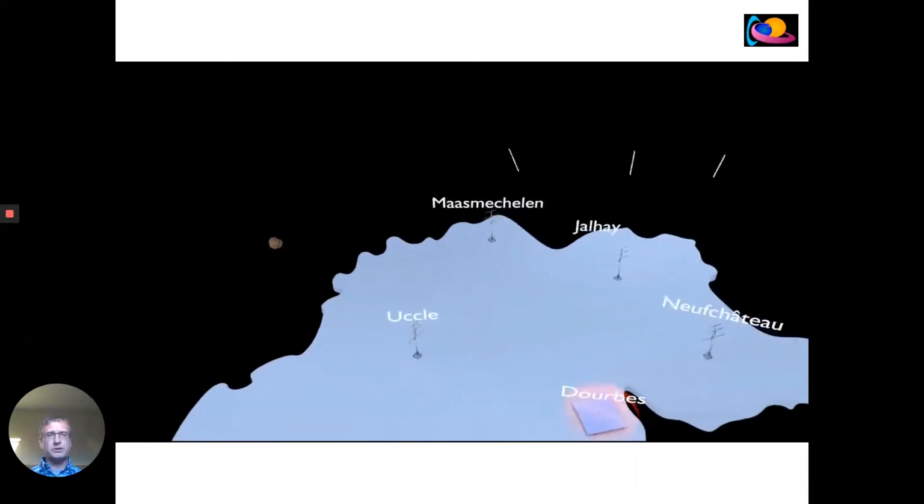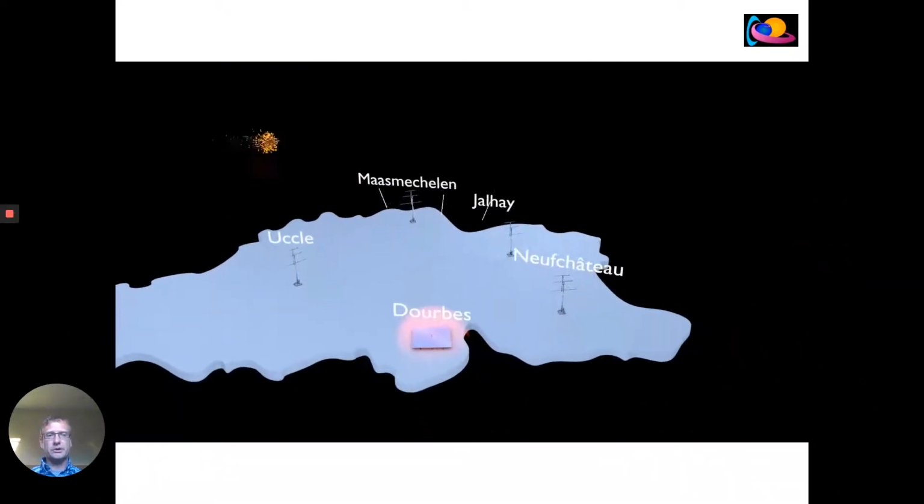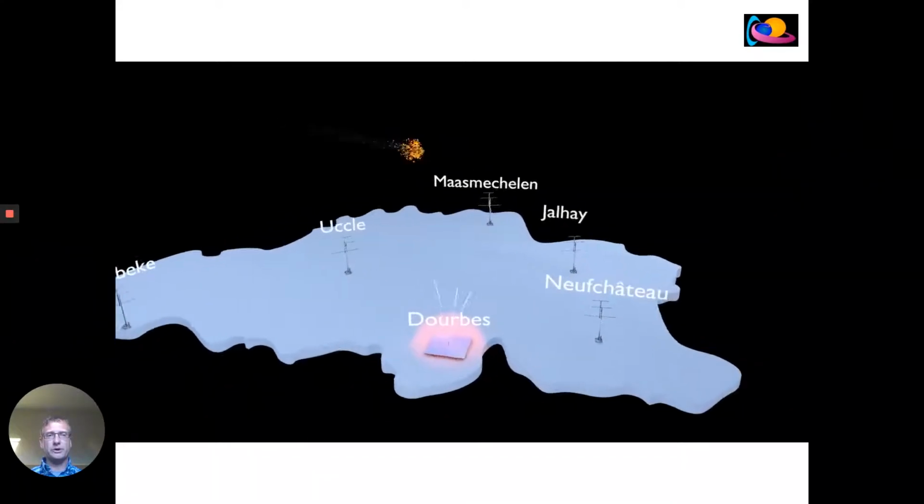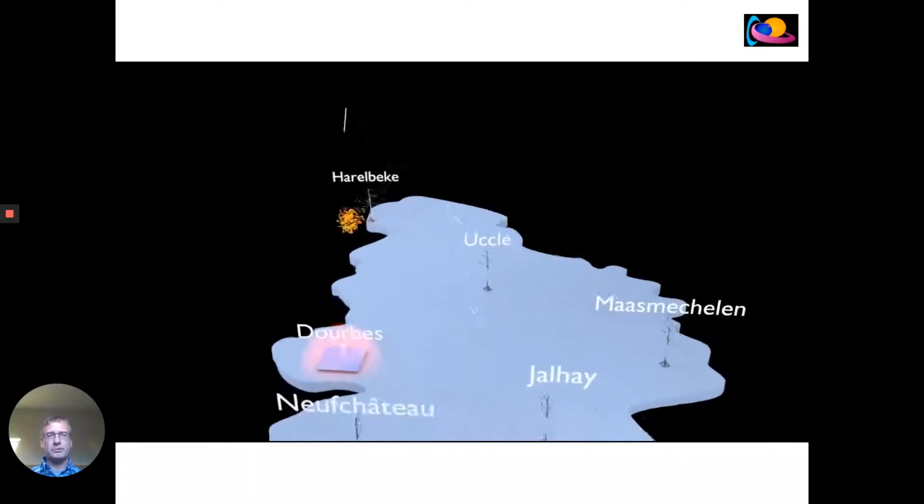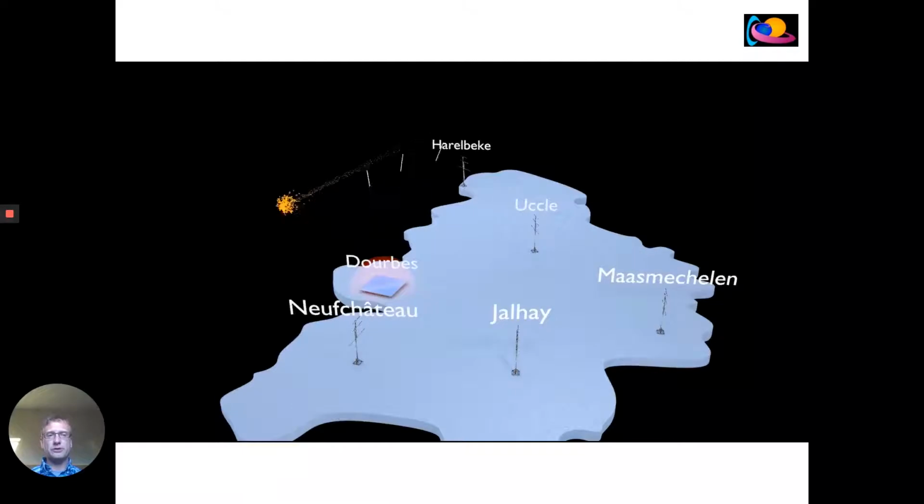This animation illustrates the concept again. The radio beacon in Durbe emits radio waves towards the sky. If a meteoroid appears above Belgium, these radio waves reflect on the ionized trail. This reflected signal can be received by a station that is located at the right position.